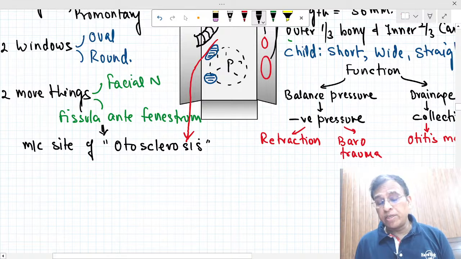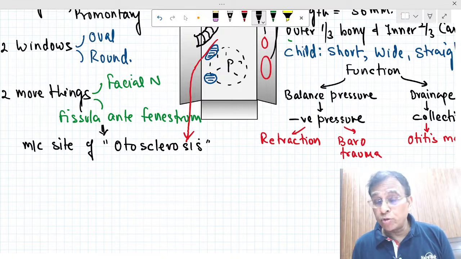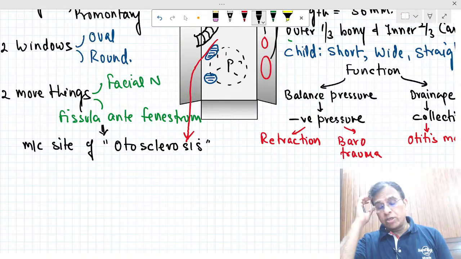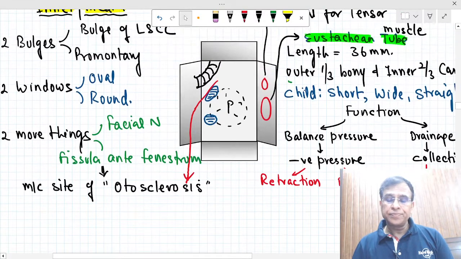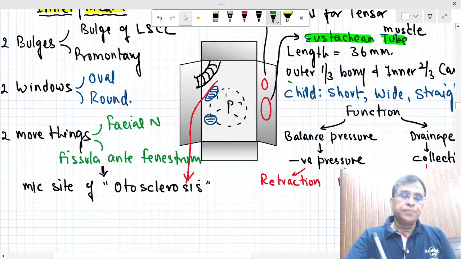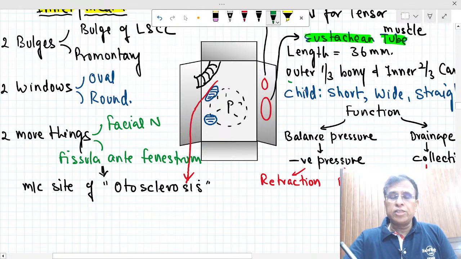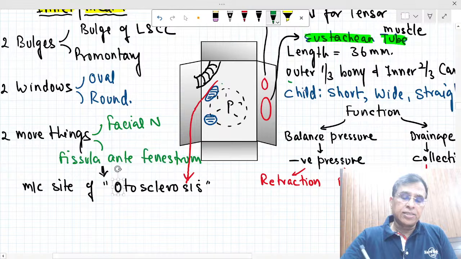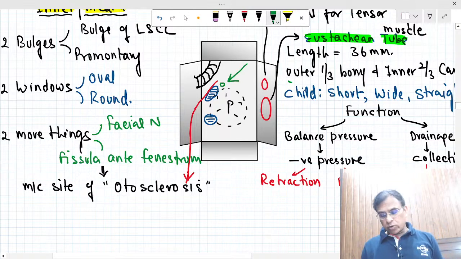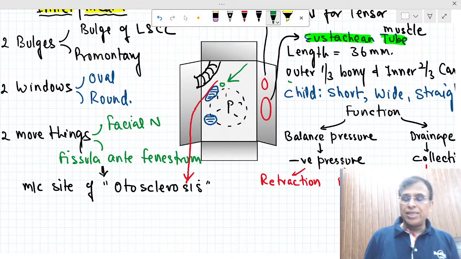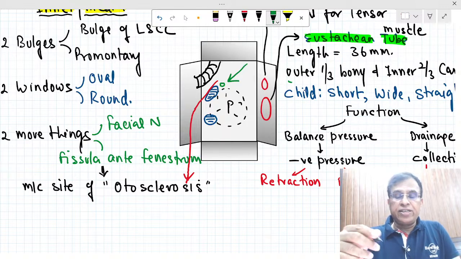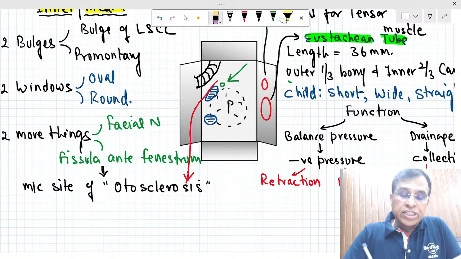Otosclerosis is another very popular disease of the ear. We are going to discuss this tomorrow. And if I ask you where otosclerosis most commonly arises, then the answer is fissula ante fenestram. Where is it? Look at the diagram. It is in front of the oval window, a small opening here, which I am showing with the arrow on the medial wall of the middle ear. You can see a small opening anterior to the oval window. That opening is called fissula ante fenestram. Otosclerosis starts here.